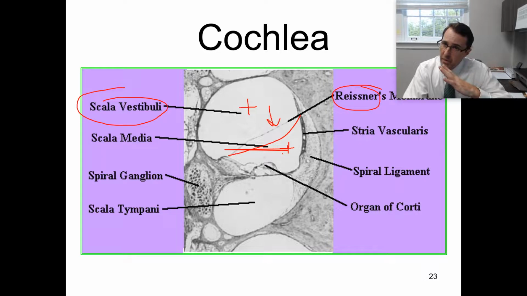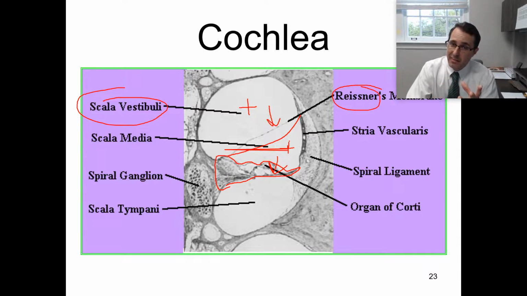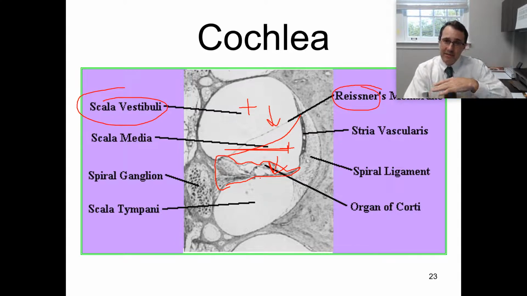And if you're creating a wave of positive pressure and you're moving the fluid within the scala media, then you're pushing down on what is known as the basilar membrane. That is the membrane between the scala media and the scala tympani. And the basilar membrane has the organ of Corti.